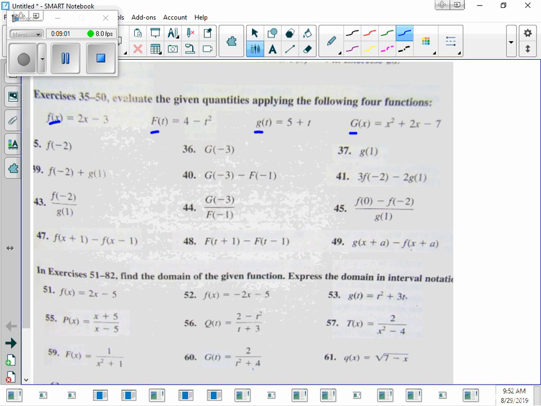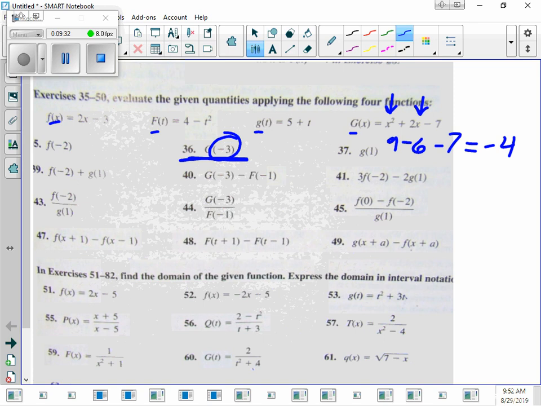So for number 36, it asks, what is g of -3? Capital G. So I'm going to take -3 and I'm going to put it in for the x's. So -3 squared is 9. 2 times -3 is -6. And 9 minus 6 is 3, and 3 minus 7 is -4. Easy enough? Well, they do get harder.